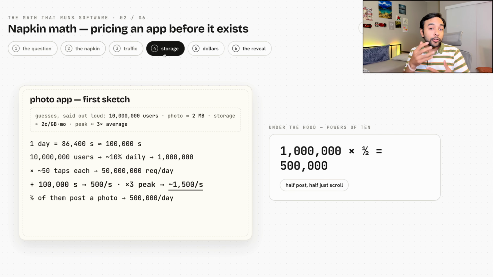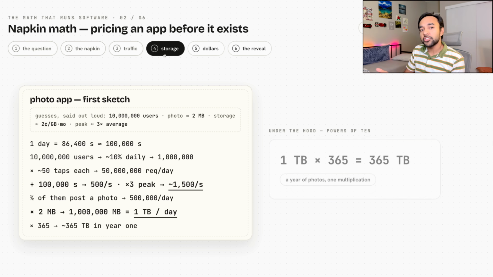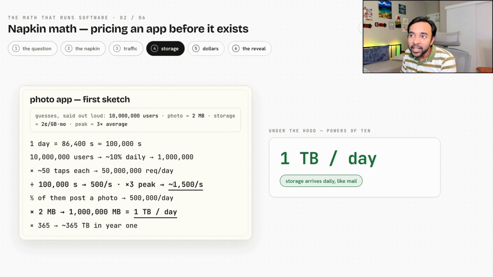This is the thing that should come to your mind, how I can start provisioning my server. You have determined I will need 1500 requests per second. So if half of them are posting a photo, that means 500,000 photos per day. Multiplied by 2 MB, that gives you around 1 terabyte per day of storage. If you want to keep everything for a year, it literally means 365 terabytes of storage in an entire year.